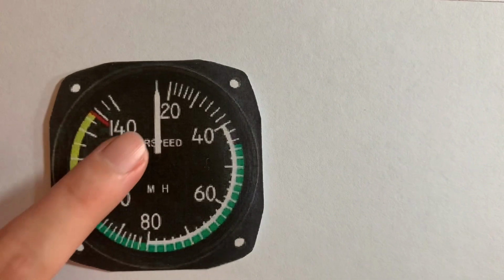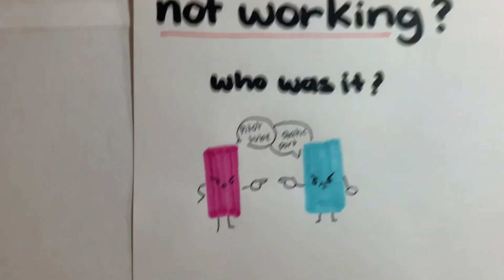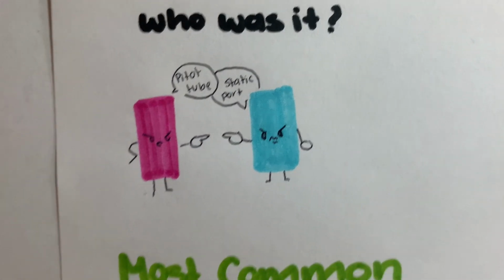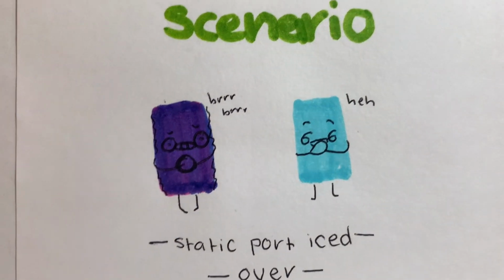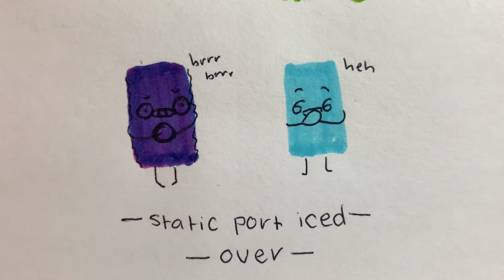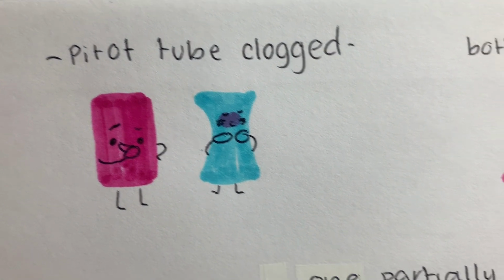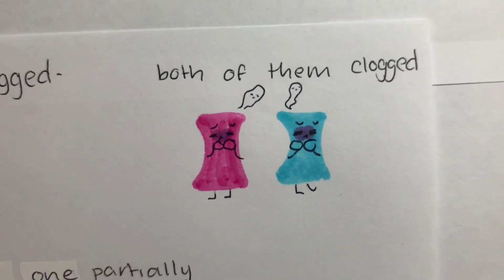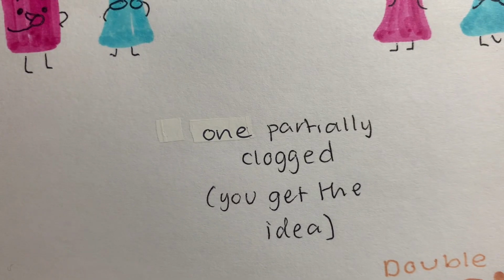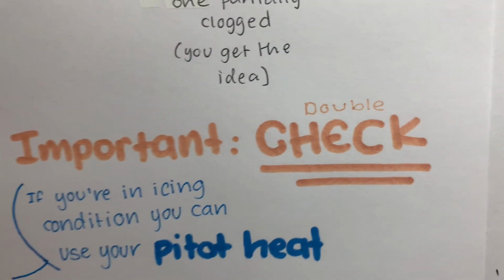It is also important to note that sometimes your airspeed indicator will not work, and that's usually caused by either your static ports getting clogged or your pitot tube getting clogged. There are a lot of scenarios, but the most likely one is your static port being iced over. But as I mentioned before, the opposite is also likely, having your pitot tube clogged, meanwhile your static tube is open. And honestly, you can have both of them clogged, or one could also just be partially clogged. The point is that it's important for you to check over and make sure they're not clogged.